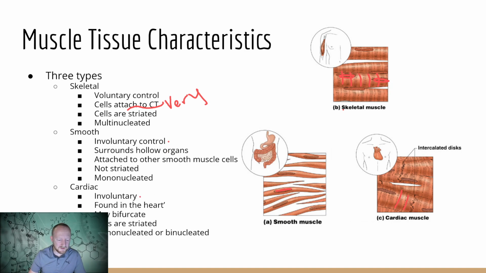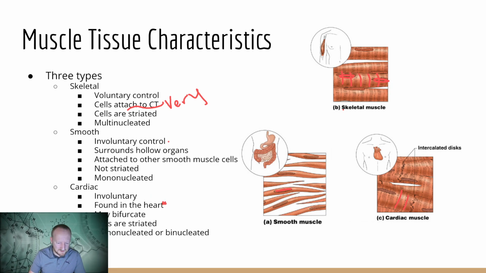Cardiac is also involuntary. We can influence our heart to beat faster or harder through hormones, through different chemical signals that we can send, but we can't consciously. If you say you can meditate and slow your heart rate, that's true, but we can't just slow our heart rate down on its own. So that's involuntary. Found in the heart.